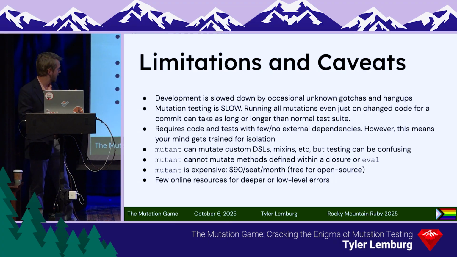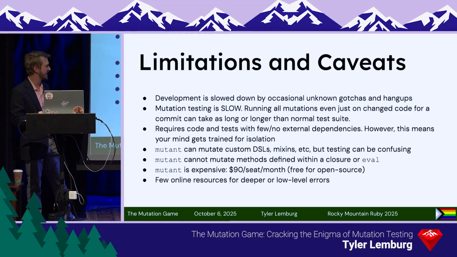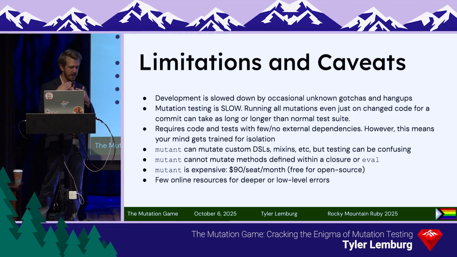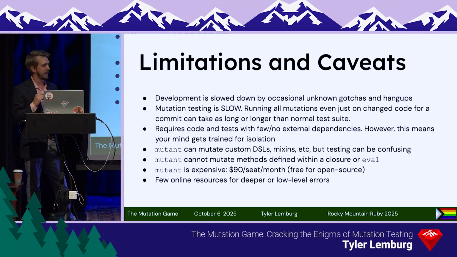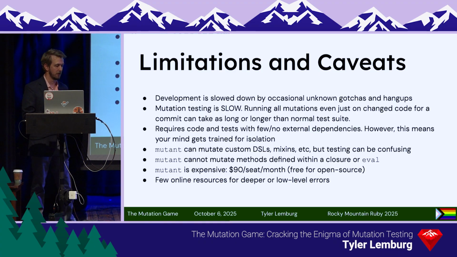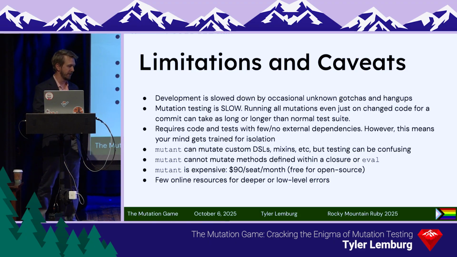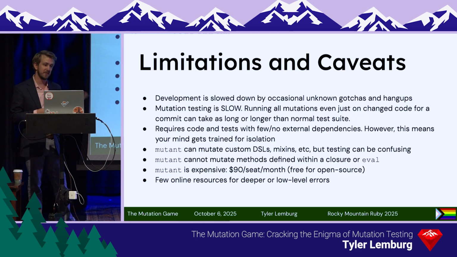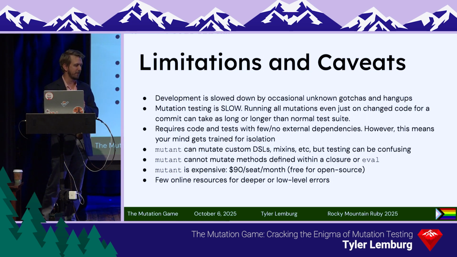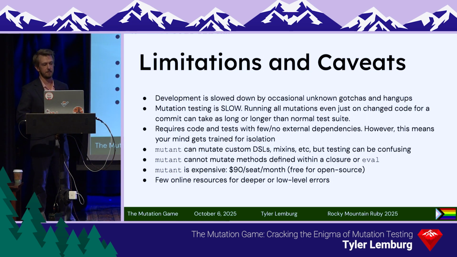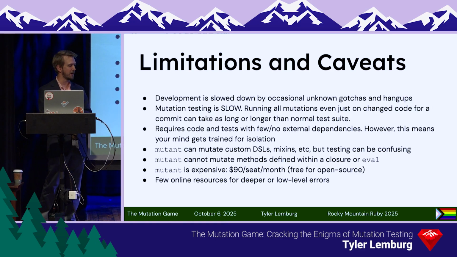Lastly, the mutant gem can mutate custom DSLs and mixins, but testing those can be kind of confusing based on the way that it mutates the code. It cannot mutate methods that are defined within a closure or an eval yet. So your metaprogramming can be a little hung up there. The gem itself is a little expensive, $90 per seat per month. That feels expensive to me anyway, but it is free for open source, so that is an option.